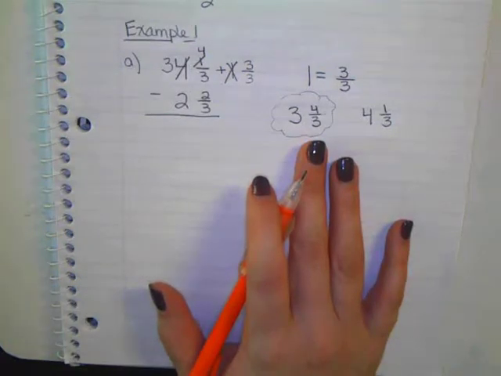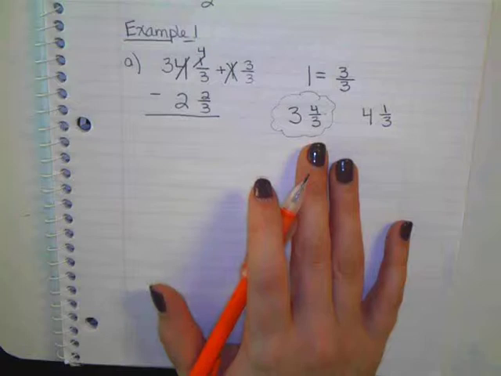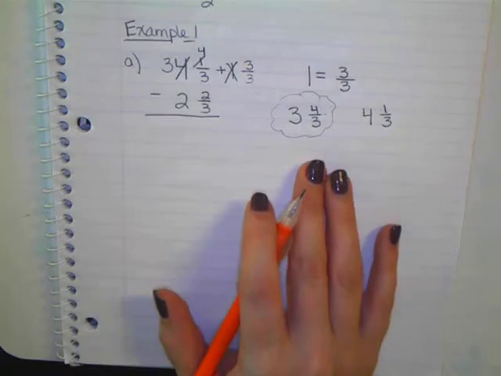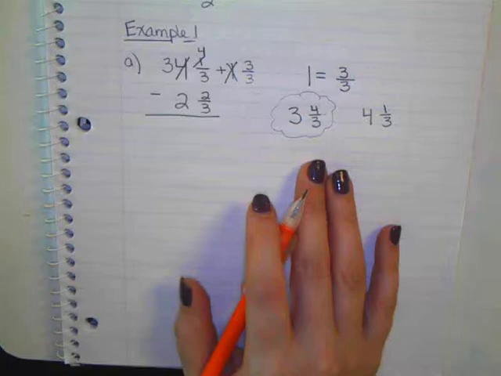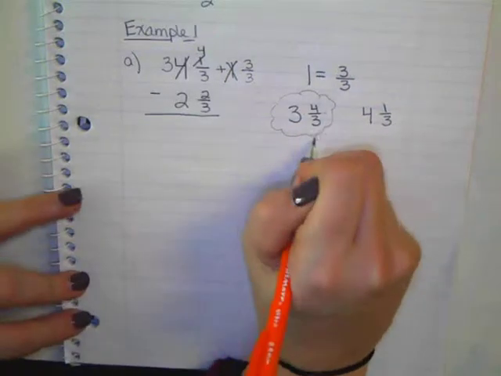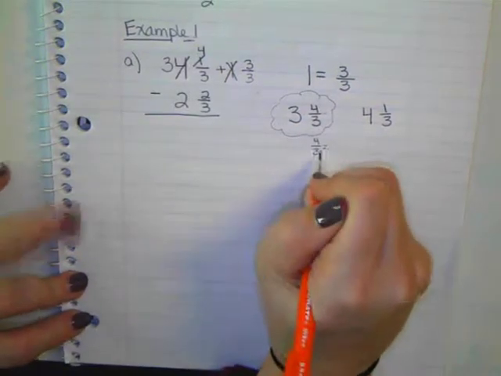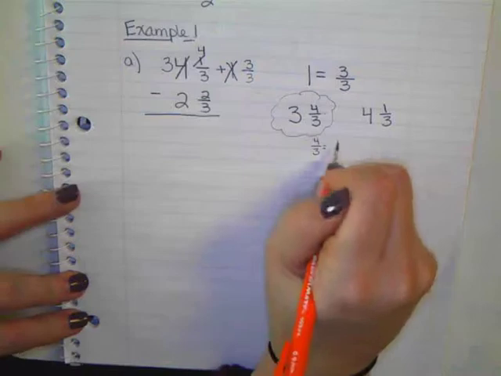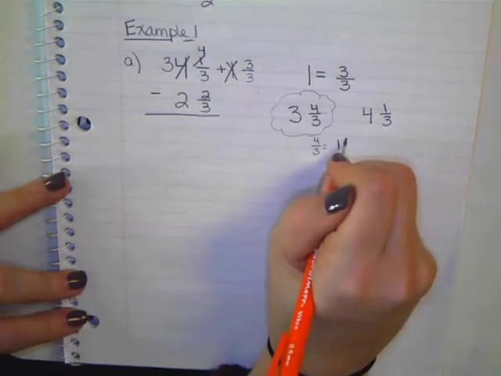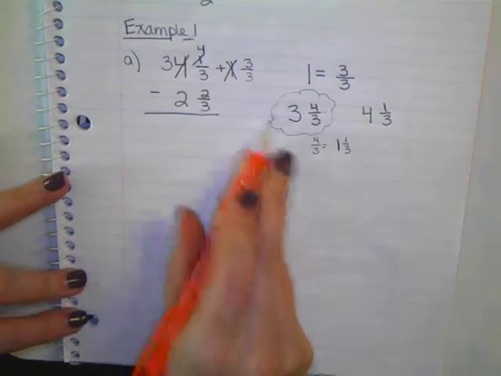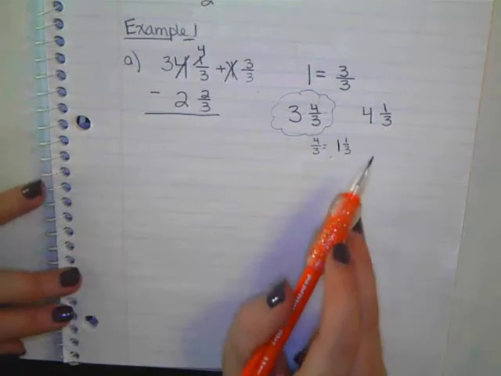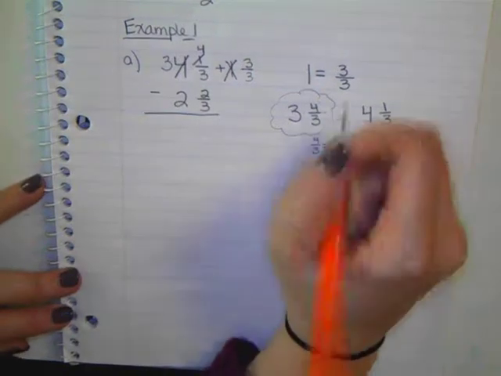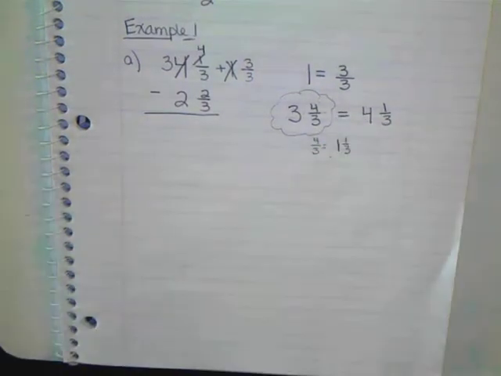Wait, is this supposed to be an F? Here, Ryan. Good, so 4/3, I would change 4/3 into, how many times does 3 go into 4? Once, with how many left over? Okay, so then 3 plus 1/3 equals 4 1/3.